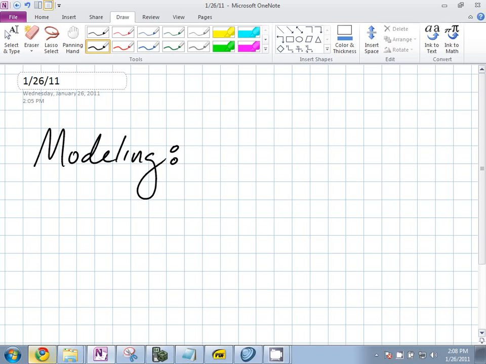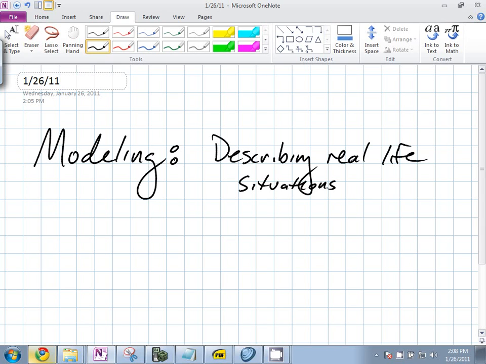Something from real life. I'll use your words: describing real life situations with math. Yay. The traditional way we do this is by taking a set of data and writing an equation based on that set of data that models the data.